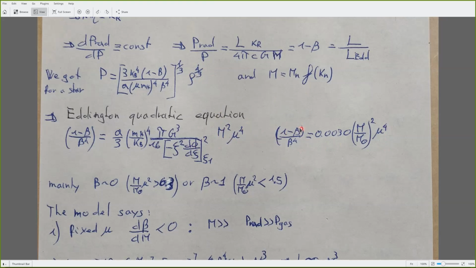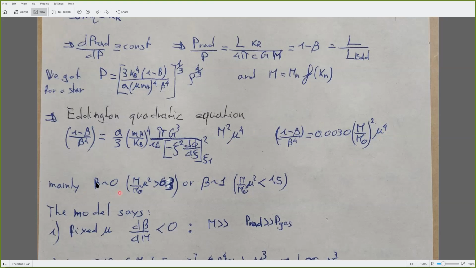So at the end, we can write this equation this way, showing the relation between how the pressure is divided between gas and radiation, and the mass and the chemistry, essentially.